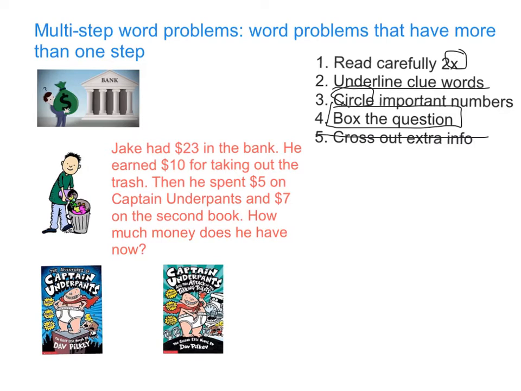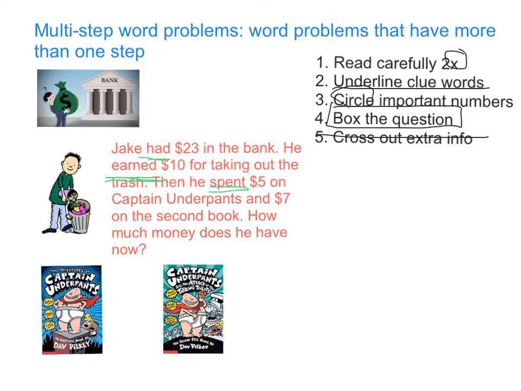So let's go back, let's underline the clue words. So I see had, that's a clue word because that's how much he started with. Earned means added. He spent, I know spent means subtract. And how much money does he have now? I don't see any clue words in there.